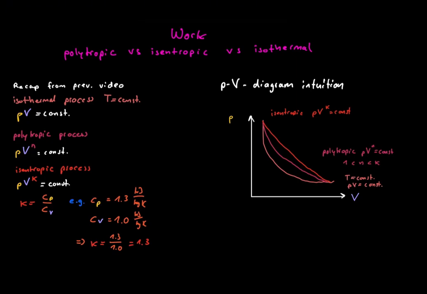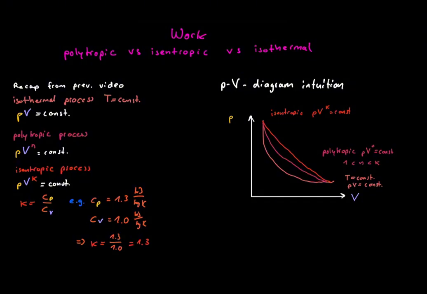Third, isentropic compression. An isentropic process follows P times V to the power kappa equals constant. Isentropic means reversible and adiabatic. So there is no heat transfer and no irreversibility. Kappa is the ratio of Cp to Cv. For this example, we use Cp equals 1.30 and Cv equals 1.00. So kappa equals 1.30 divided by 1.00, which is 1.3.